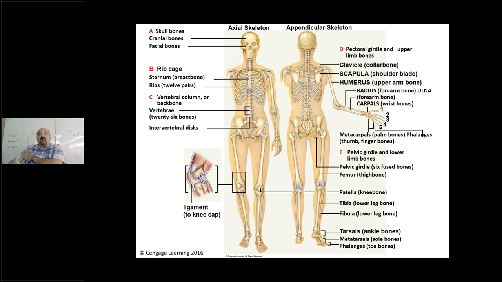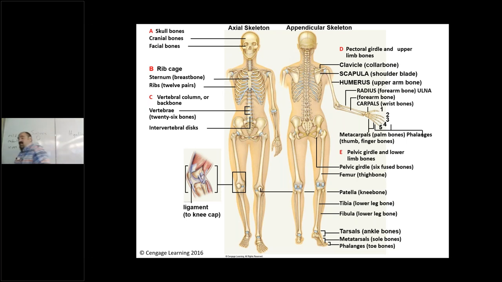In particular, what is this bone right here? The upper arm bone is called the humerus. That's one. How about the femur? You know what the femur is, right? That's the big leg bone, the big thigh bone, we would say. The kneecap is called the patella. The patella.